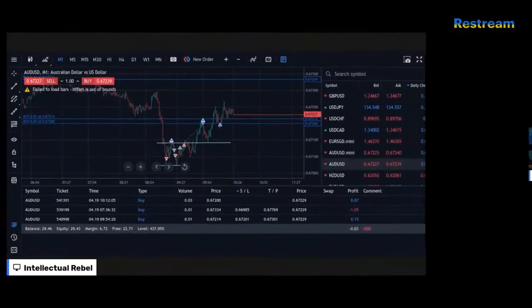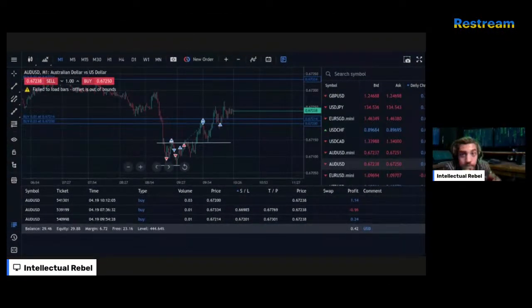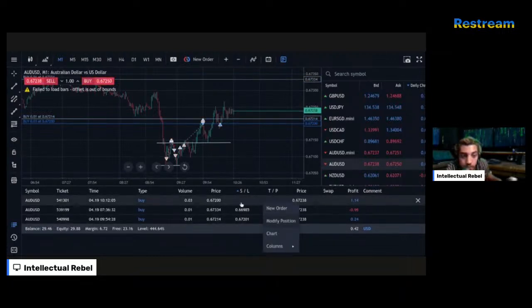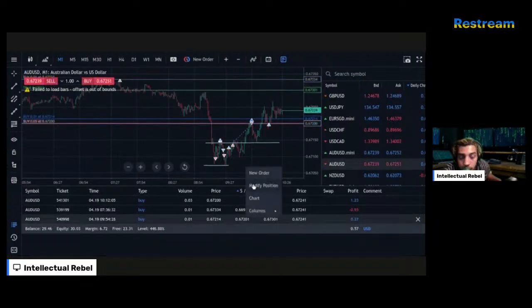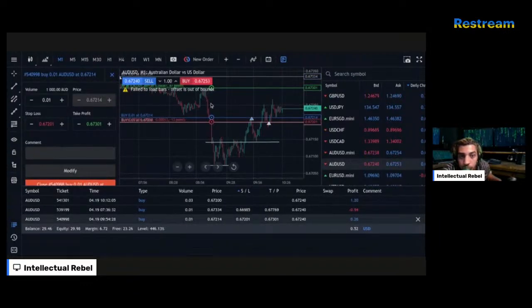So what we're gonna do is follow it, trail it, stop loss with a trail. So modify position. This one doesn't have a stop loss, and I can apply one. I don't know why. With this one I can, so I'll follow it with this one.